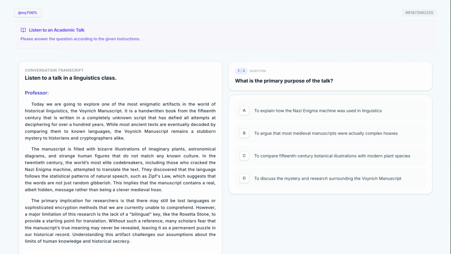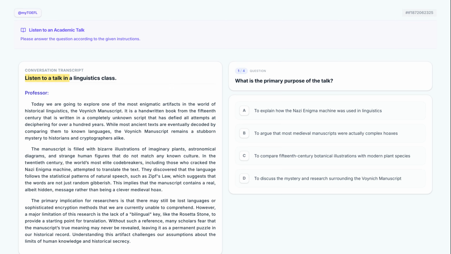The primary implication for researchers is that there may still be lost languages or sophisticated encryption methods that we are currently unable to comprehend. However, a major limitation of this research is the lack of a bilingual key, like the Rosetta Stone, to provide a starting point for translation. Without such a reference, many scholars fear that the manuscript's true meaning may never be revealed, leaving it as a permanent puzzle in our historical record. Understanding this artifact challenges our assumptions about the limits of human knowledge and historical secrecy.